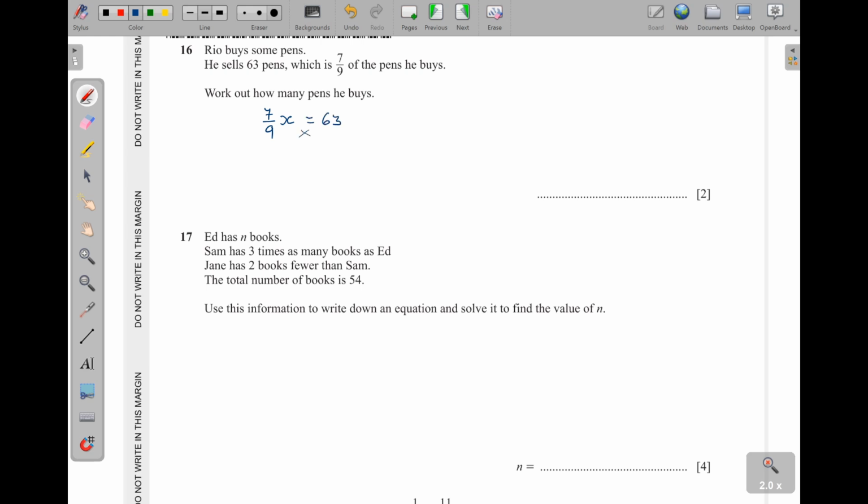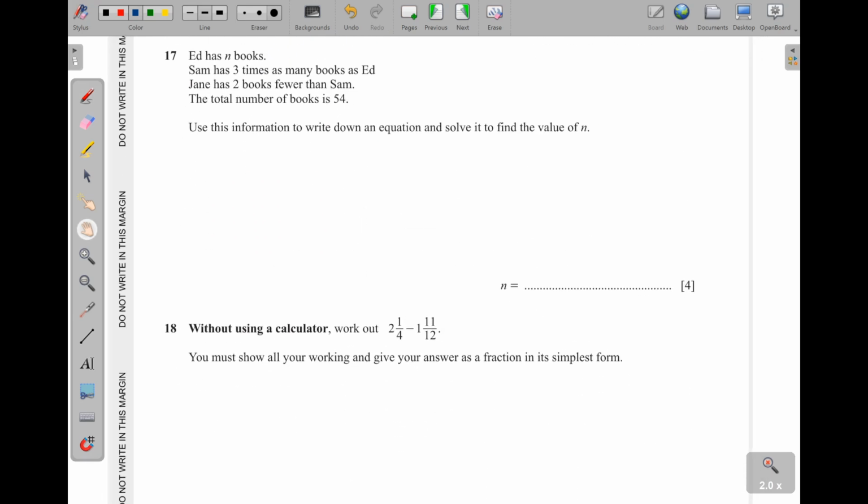Then I find x, so you cross multiply, this will be 7x, which is equal to 63 times 9. And then x is going to be 63 times 9 over 7. Okay, but 7 goes into 63 9 times. So 9 times 9 will give us 81.